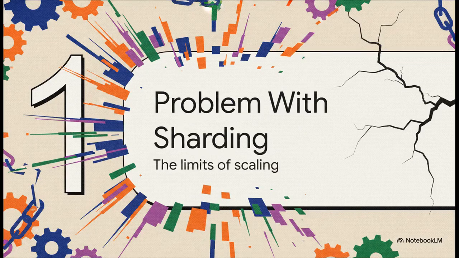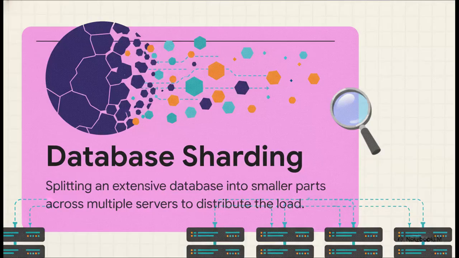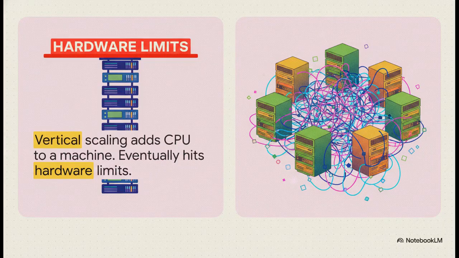Part 1. The problem with manual sharding. Okay, so to set the stage, let's quickly touch on the traditional workaround, database sharding. As data volume just explodes, we're talking an estimated 175 zettabytes globally by 2025, single databases just buckle under the pressure. So, sharding steps in to split that massive database into smaller, bite-sized pieces, or shards, and spreads them out across multiple servers. We all know the drill here.